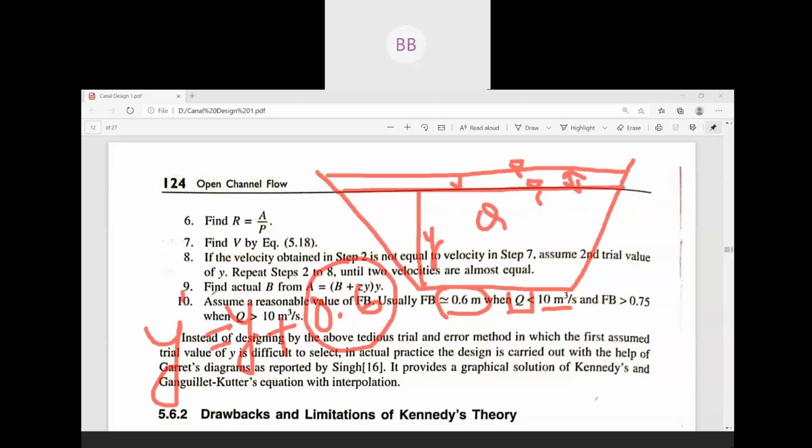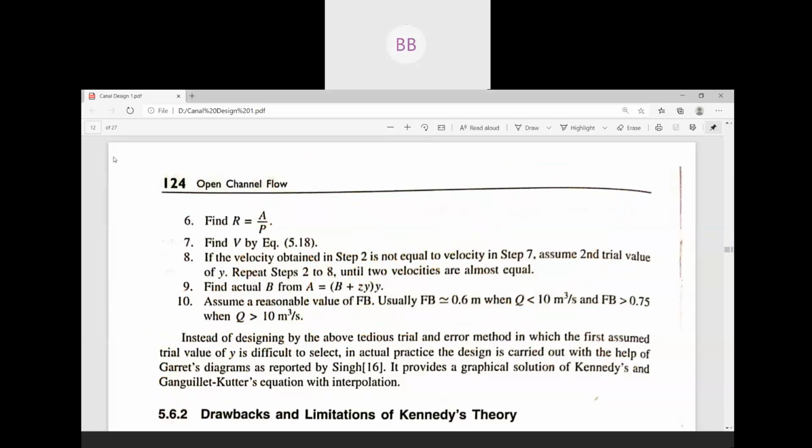This is the Y we have designed for Q. If in a worst case, a discharge comes more than Q, then it shouldn't overflow. To avoid that situation, we are going to provide extra, that is called freeboard. How much are we going to provide? If discharge is less than 10 meter cube per second, we will provide 0.6. If it is greater than 10 meter cube per second, we are going to provide 0.75, or you can say more than 0.75. So this is our last step.